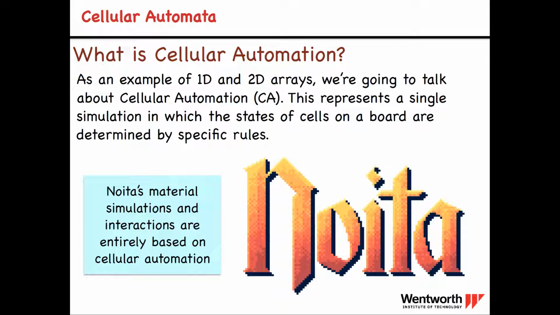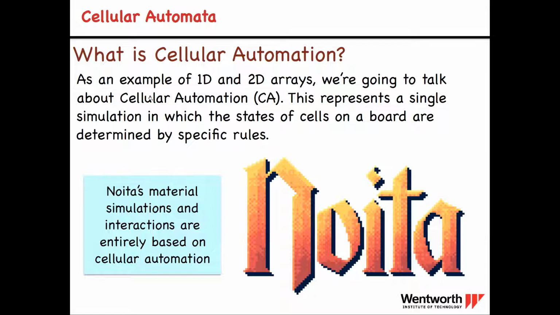If you played the game Noita before, it does material simulations and interactions, and it's all based on cellular automata. The entire game is based on cellular automata for the most part. If you played games like Terraria or Oxygen Not Included, oftentimes their fluid or gas simulation is also done using cellular automata. So these are very common in things like video games where you have to simulate certain things. They're used in actual science applications as well.